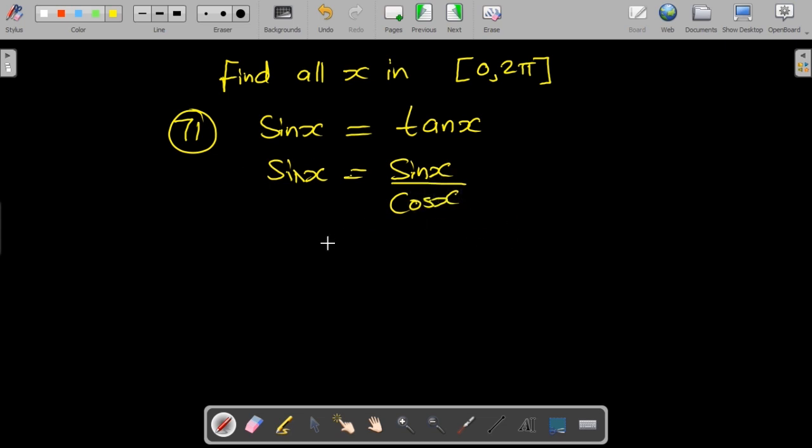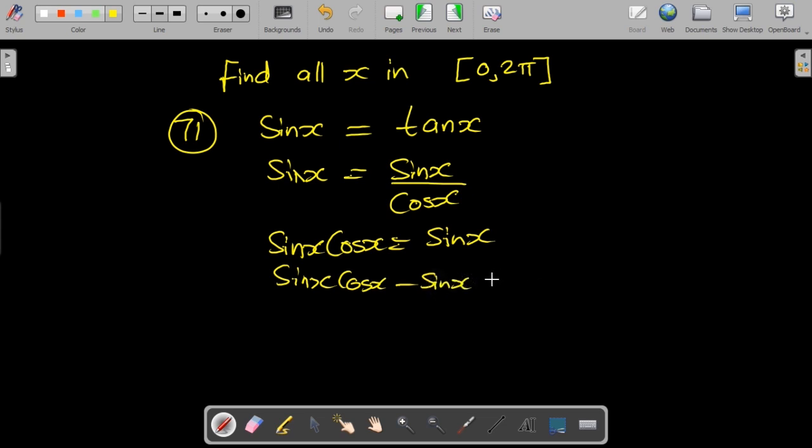We can multiply both sides by cosine, giving us sine cosine equals sine. After this, we can move this sine to the left hand side, and this is what we have. Now be careful, if you were to divide both sides by sine, you'd lose some of the answers in most cases. So try as much as you can to get to this point where you can factorize and keep all of the trig functions that you initially had.